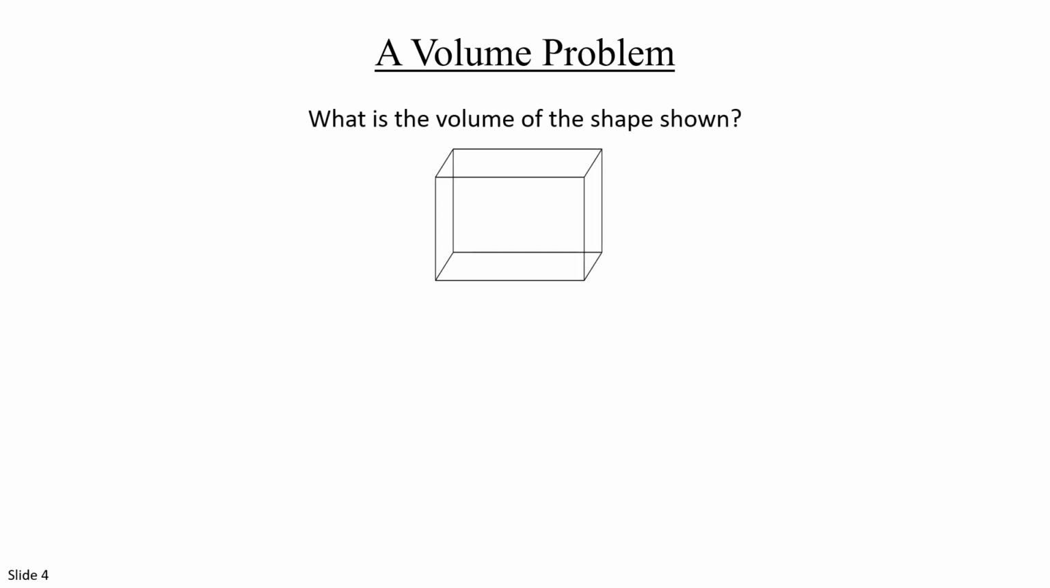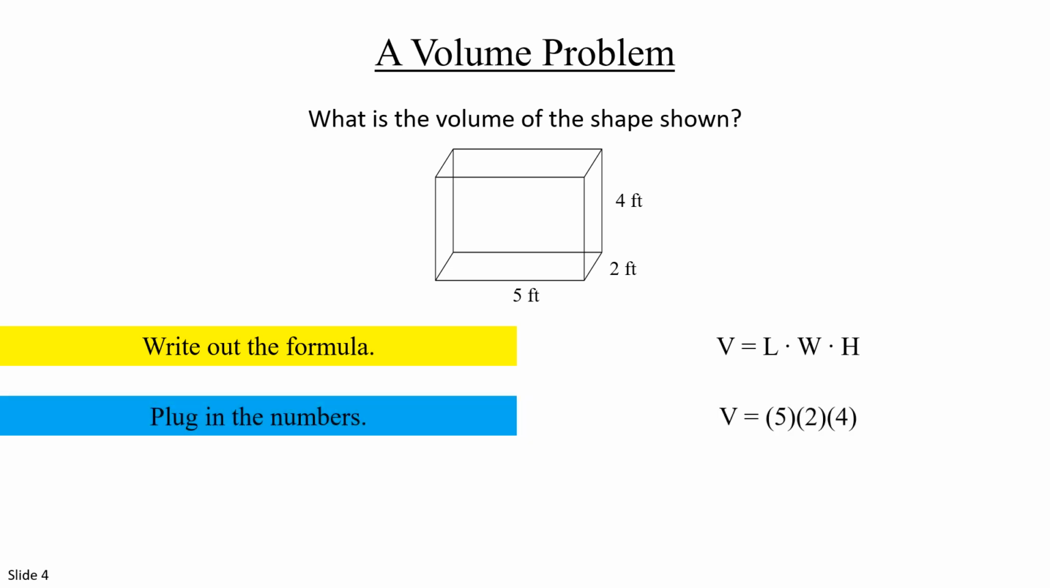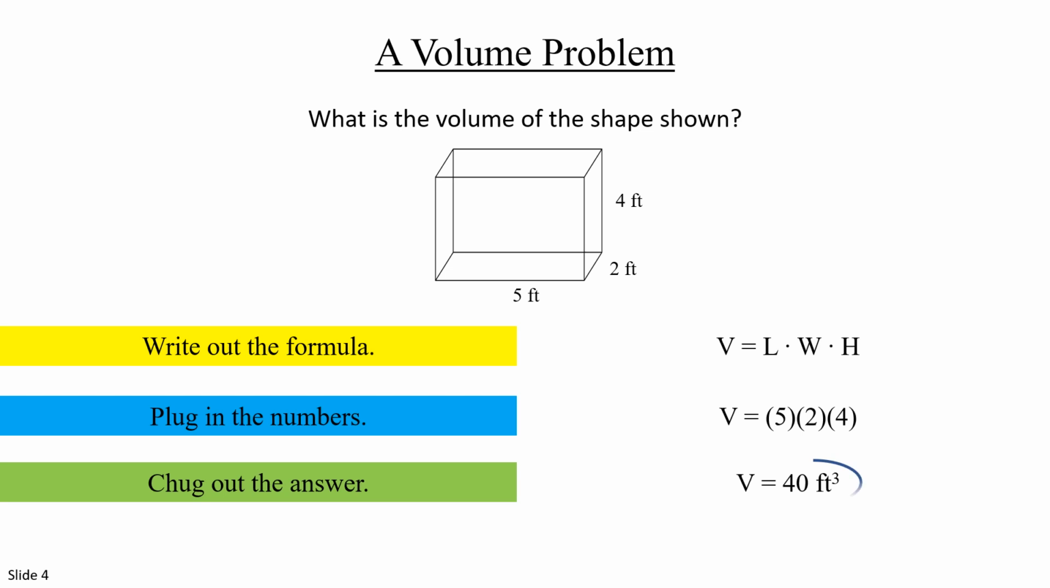Here's a volume problem. What is the volume of the shape shown? So it looks like a rectangular solid of length 5, width of 2, and height of 4. Write out the formula. Length times width times height. Plug in the numbers. 5, 2, and 4. And then chug out the answer. 40 cubic feet.